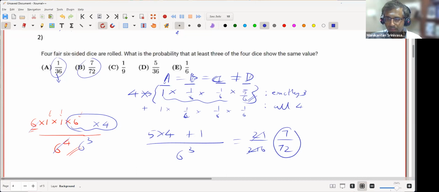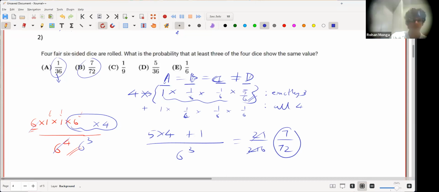Navya, agree? Okay, Rohan, yeah. So you can't take it as one case because there has to be 2 cases, because you have to also account for when it's all just the same value, right? And also the case where it's 3 the same value and 1 not. So you can't do that.